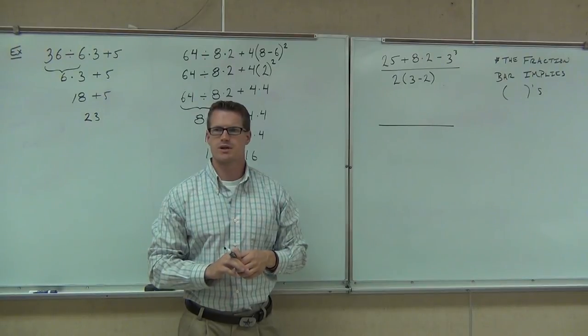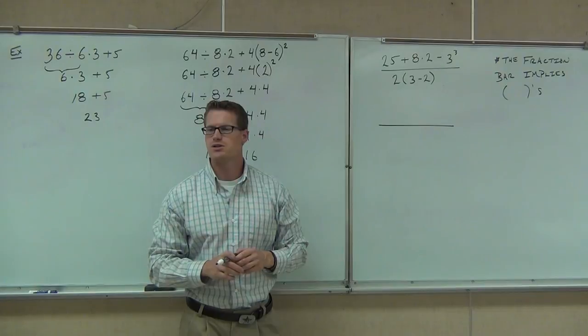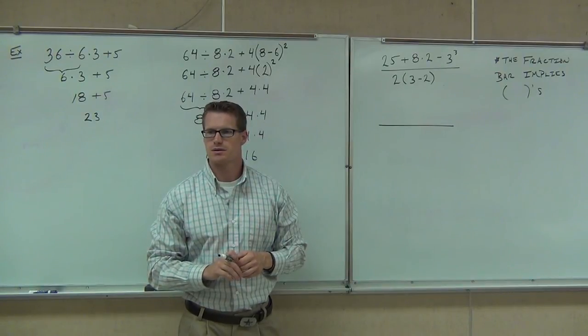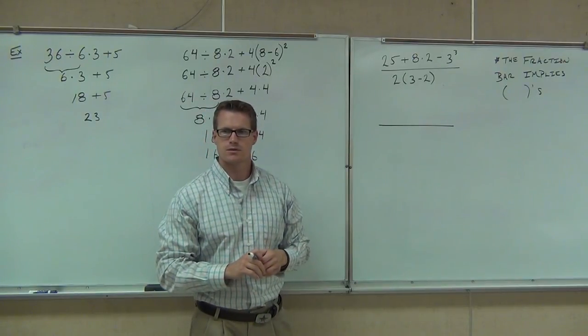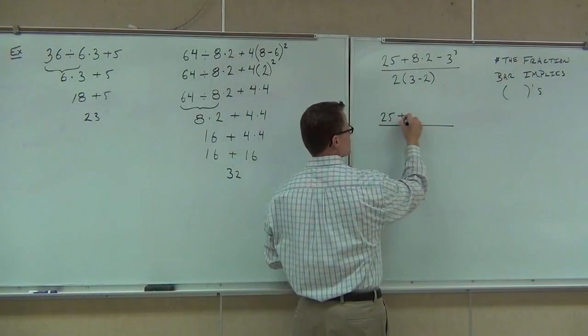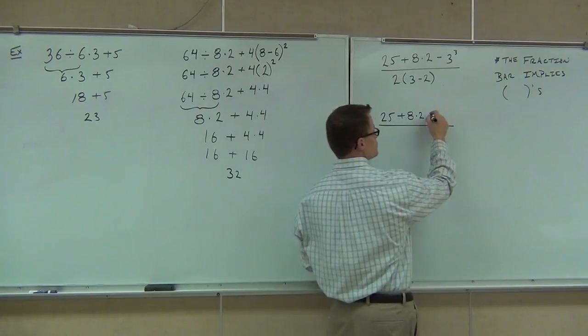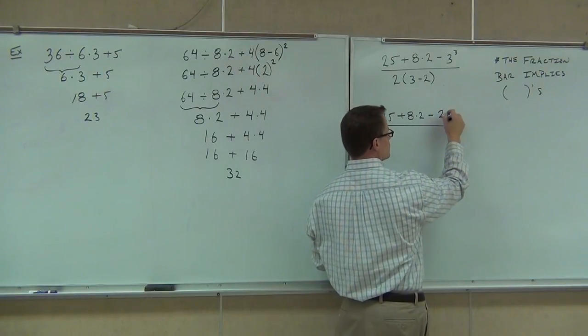So if you guys are not with me today, you need to focus in on this stuff. It's 27. Very good. How'd you get 27? That's 3 times 3 equals 9, and you add times another 3, it's 27. Perfect. So we're going to leave the 25 alone, plus 8 times 2. We realize we're subtracting 27 here.